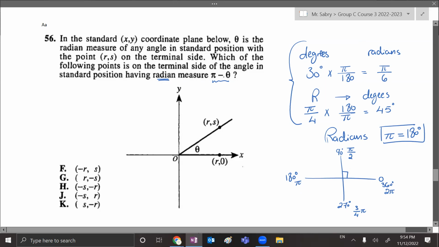So if they say something like pi minus theta in radians, they're talking about 180 minus the theta. So they're talking about this angle. This angle is the angle that is represented by pi minus theta. Does this make sense or not, before we continue with the rest here?